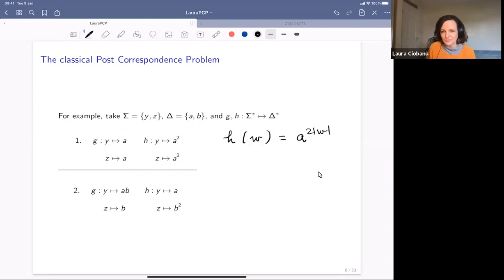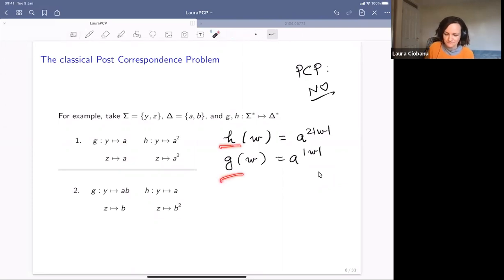I don't know why I started with H, but we can look at G. Of course, G of W is also A's because everything gets mapped to A, but now we have simply the length of W. So you see that there's never going to be anything interesting in the equalizer. So if we had a PCP, the answer here would be no. There is no non-empty W that makes these two maps equal. So that would be the first case.